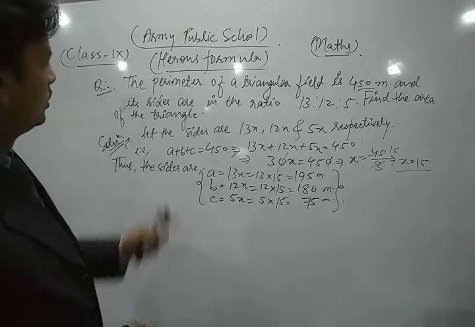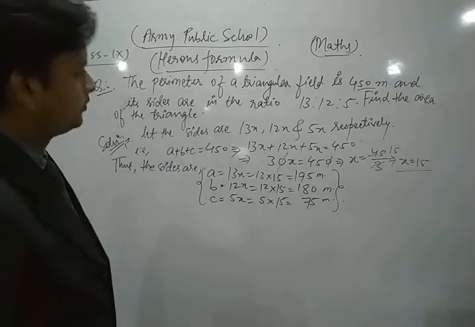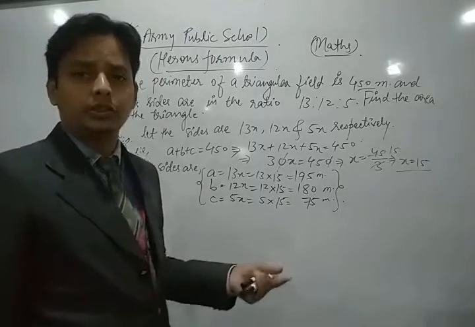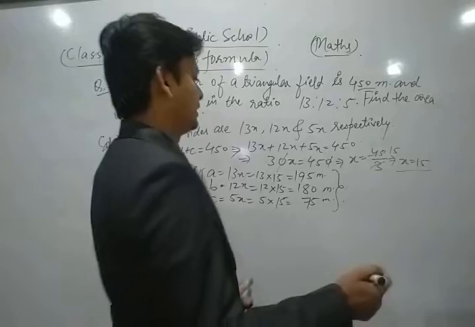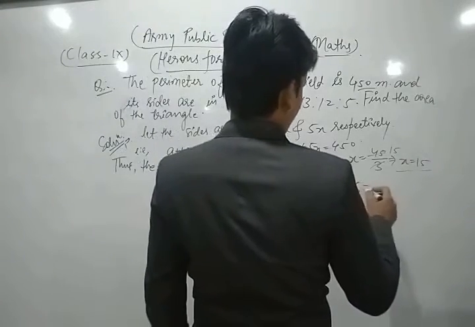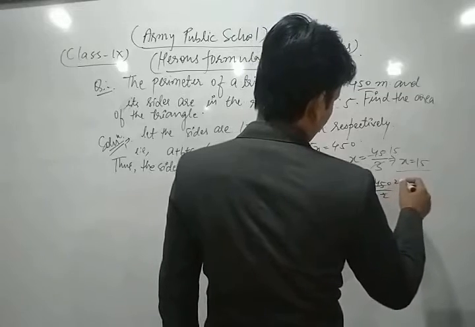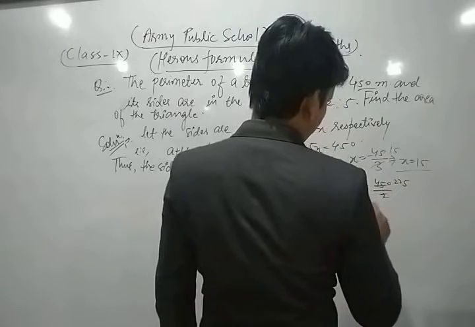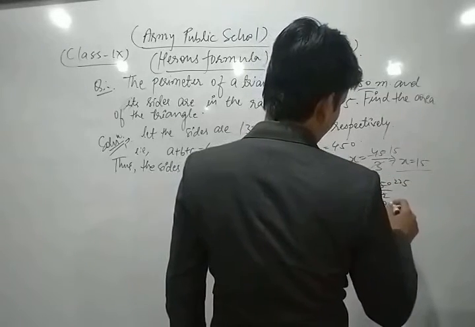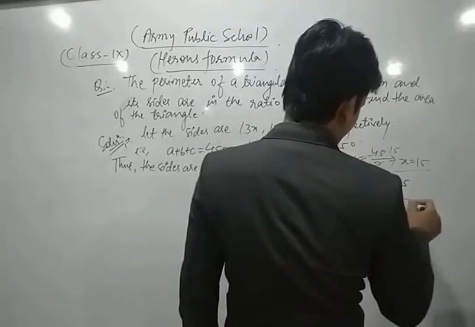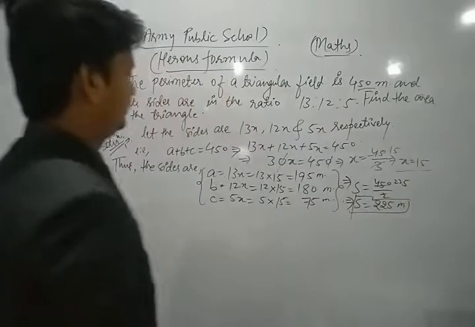Now we find the area of the triangle. For the area of the triangle, we use Heron's formula. First, we find the semi perimeter, which is half of the perimeter, 450 by 2. Thus S is equal to 225 meters.